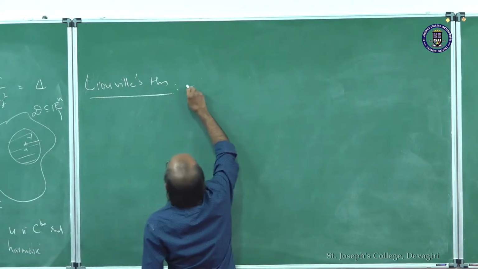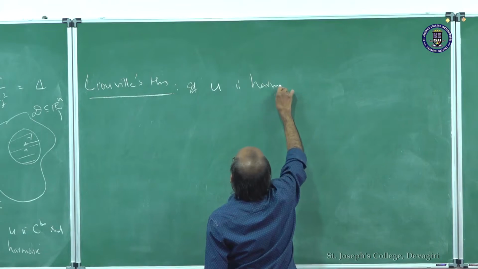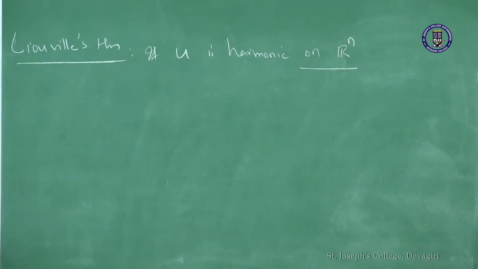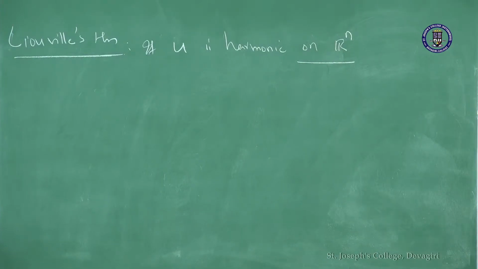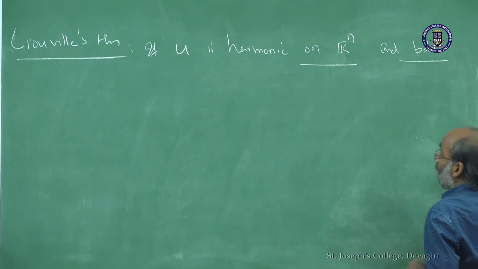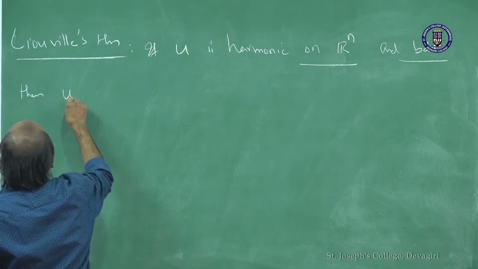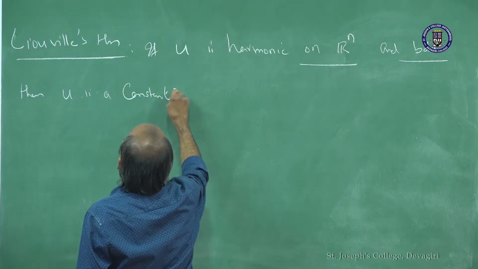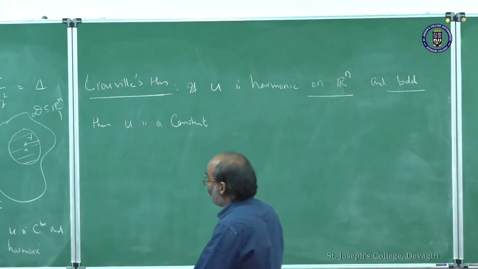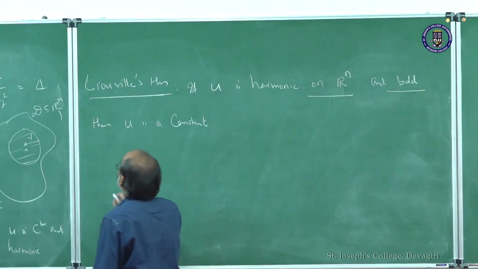If u is harmonic on Rn, our functions are defined on the whole space, just as entire functions are for holomorphic functions, and bounded, then u is a constant. Bounded harmonic functions defined on the whole space Rn are constants, just as bounded entire functions are constants. That is the analogy with complex analysis. There it happens because the entire functions are harmonic. That is the reason. So, proof.